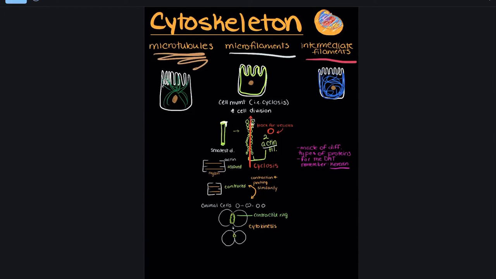intermediate filaments create a nuclear lamina. So imagine the nuclear lamina being the pouch. This basically supports the nucleus and its activities. So the main takeaway here is it provides structure and support.